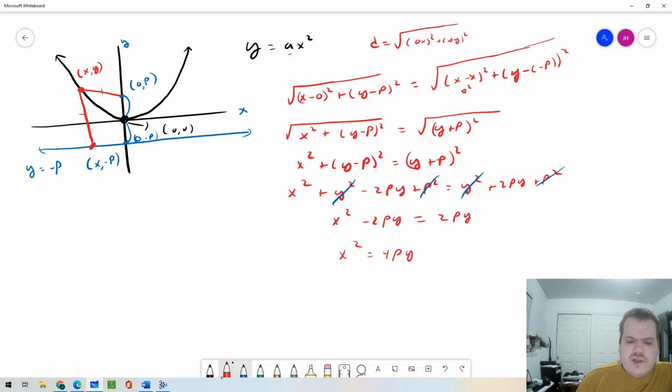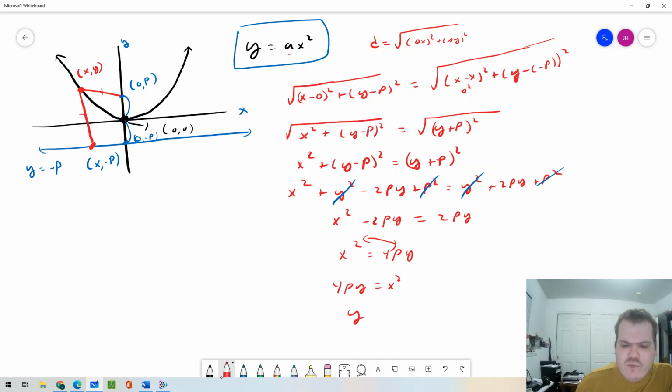Well, what I started with was y is equal to ax squared. Now, that p is going to be the distance from my vertex to my focus. If I know that y is equal to ax squared, how about I put this in terms of y so that I can get a meaningful value of that x? So I'm going to write this as 4py is equal to x squared, just swapping the sides. And let's divide by 4p. That's going to give me y is equal to 1 over 4p x squared.